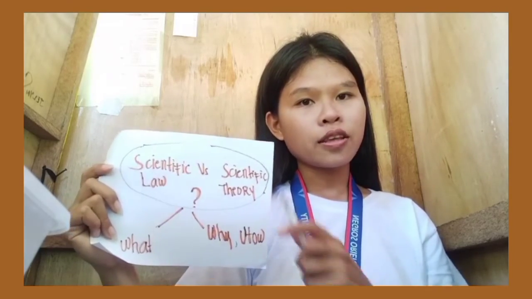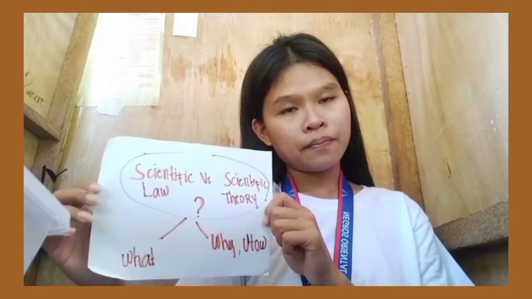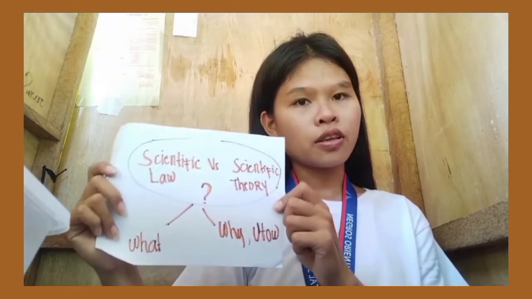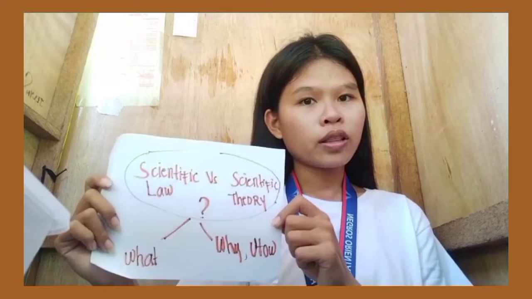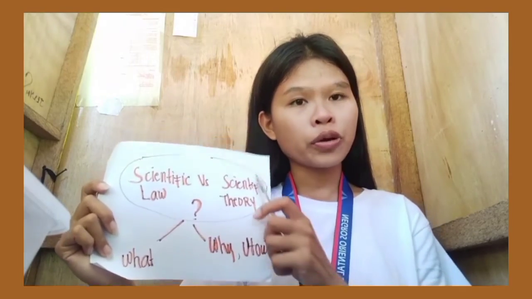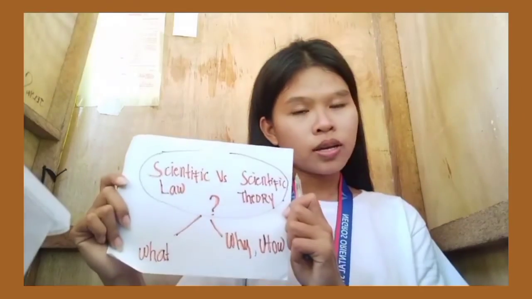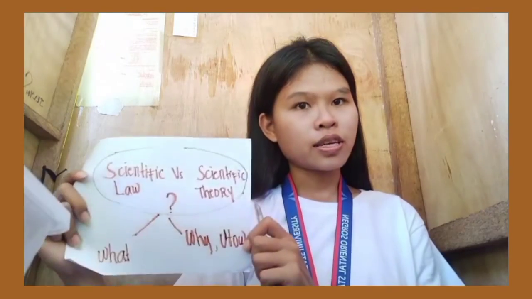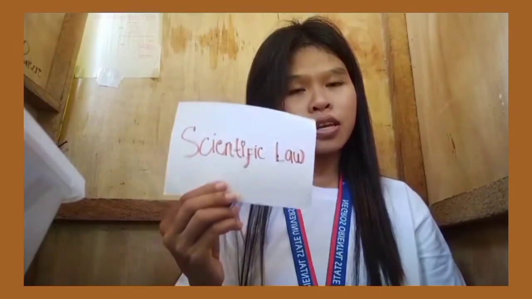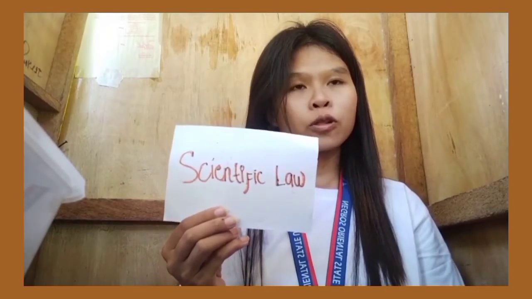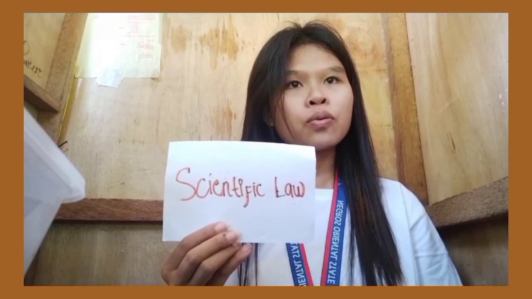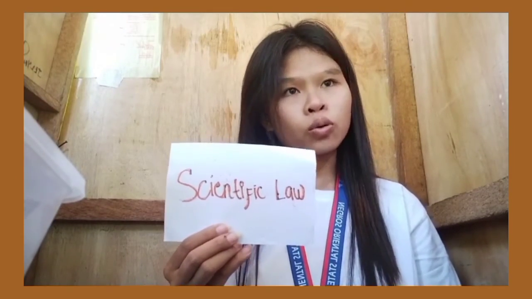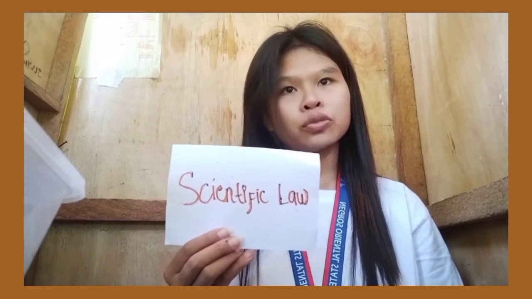Scientific law and scientific theory. So how can you tell whether a statement is talking about a scientific law or a theory? Well, if it is explaining what, you're talking about a scientific law. But if it is explaining why and how, you're talking about a scientific theory. Since a scientific law is an observable behavior, you cannot argue whether it is true or not, although you can show that it holds under certain conditions only.